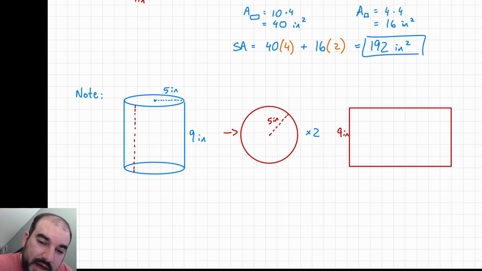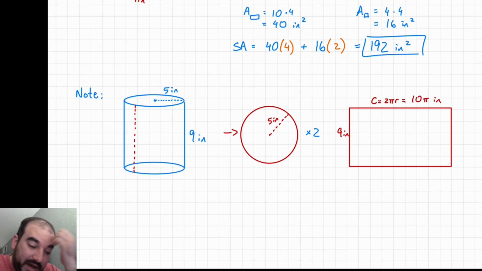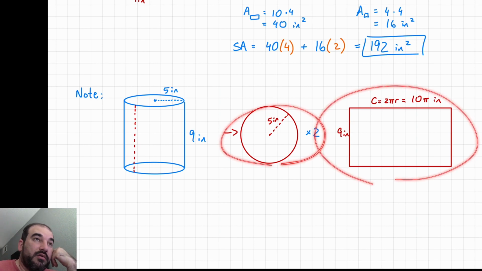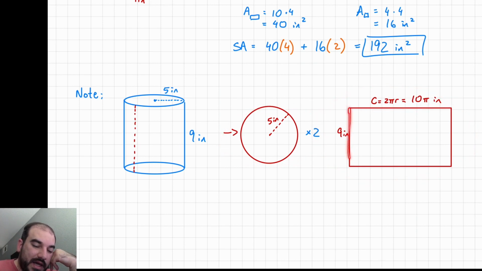Right, so the length of this rectangle is essentially the circumference of the circle, which we find by doing 2 pi r, which in this case will be 10 pi inches, because the radius of the circle is 5 inches. So when we break apart a cylinder, we get 2 circles and a rectangle. And the sides of the rectangle, one side is just the height of the cylinder, the other side is the circumference of the circle. So then after that, you can complete that. You just find the area of this circle, which you know how to do, multiply that by 2 because there are 2 of them, and then you find the area of this rectangle and you add those results together.